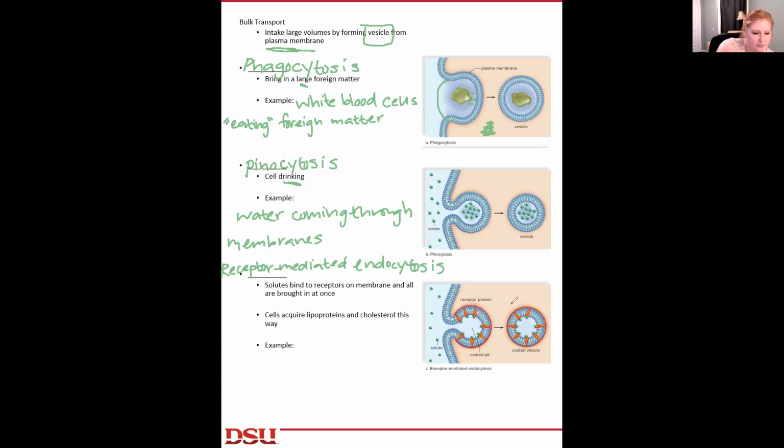So an example of this is cholesterol. Lipoproteins and cholesterol have to get in and out of the cells, partly because in some cells they're made there and have to get out, and in others they have to get in. An example of this is the LDL and HDL cholesterols that can circulate.